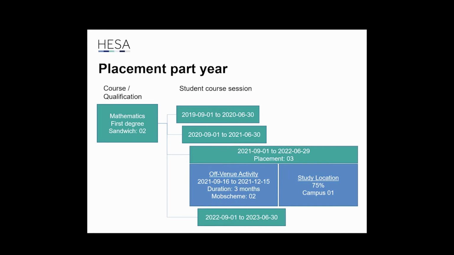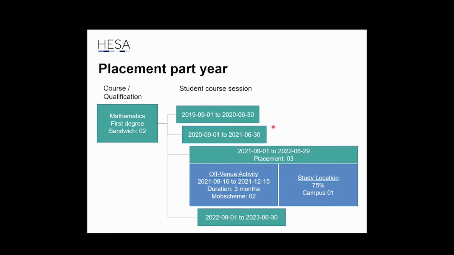So looking at a part-year placement. So we've done a full year. This is a part year. So on this example, the course and qualification, again, is a maths first degree. And sandwich is 02, I think, at the minute, which is the shortest of the different types of sandwich placements we've got. Because in this case, they're not going for the full year.